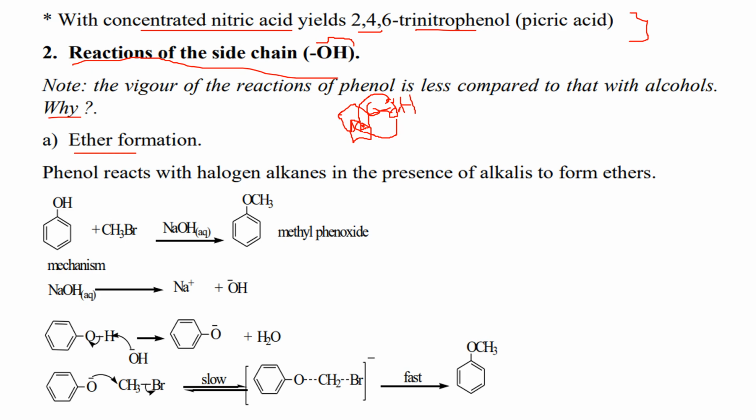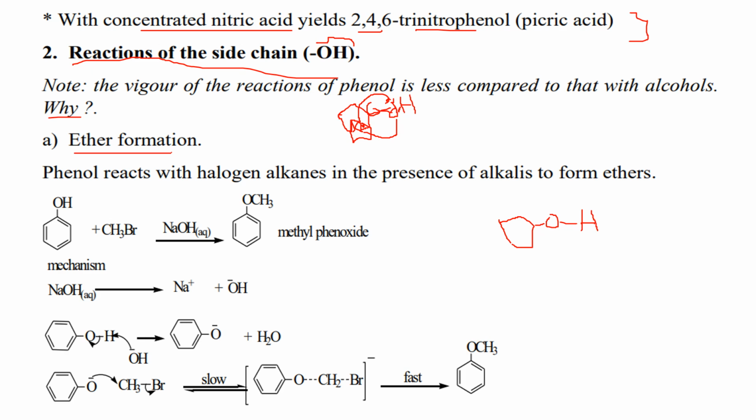Now when we are looking at ether formation, we are saying that phenol is going to react with halogen alkanes, but this is going to be in presence of alkalis, because phenol itself is acidic. So every reaction involving phenol, or every reaction where you see a benzene ring attached directly to a hydroxyl group, I want you to understand that the condition that must be present must be sodium hydroxide.